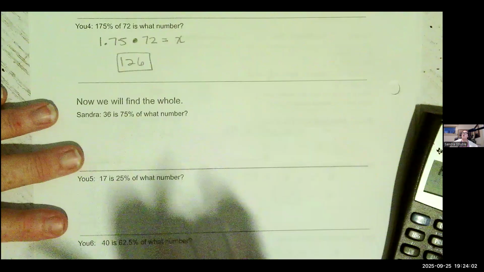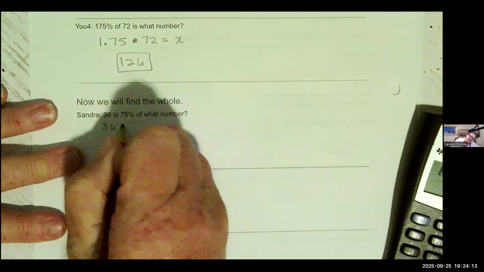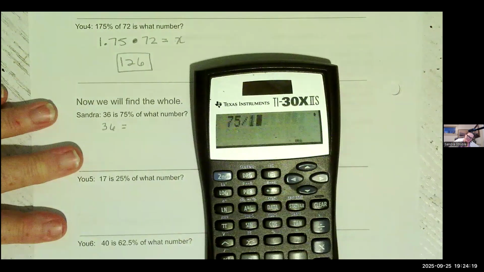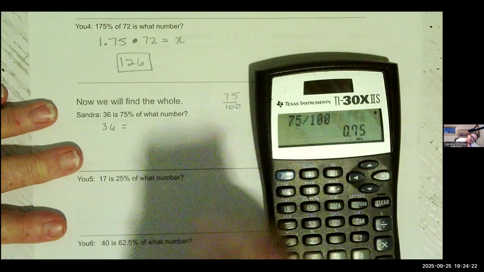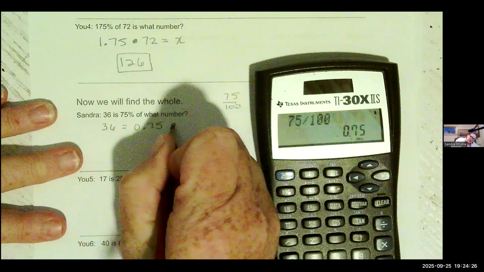Now we're going to find the whole. We're going to find the whole number, the larger number. 36 is 75% of what number? I'm going to do the same steps. 36 is 75%. 75 divided by 100 is 0.75. Of is multiplied, and what number is X?